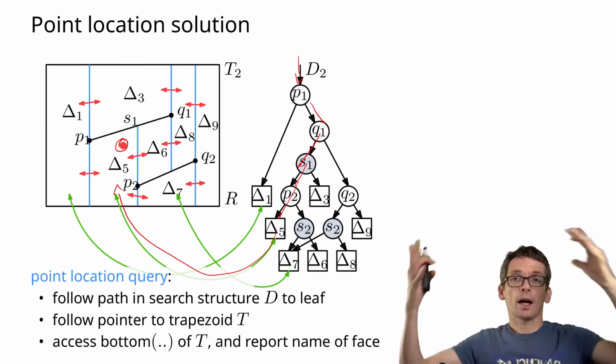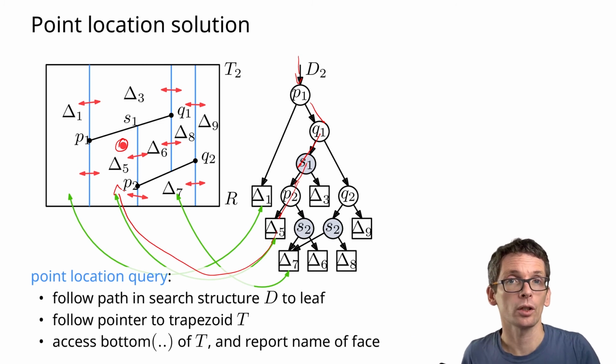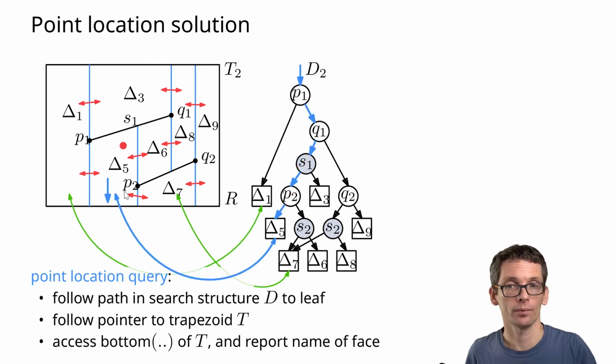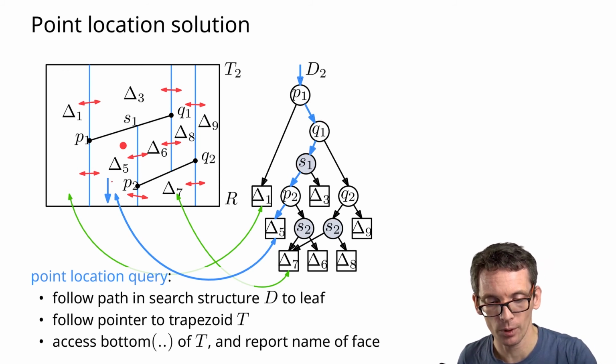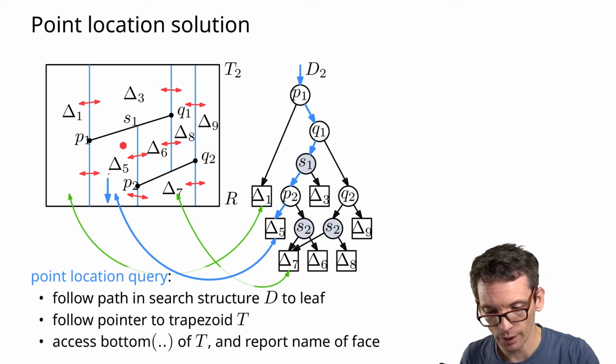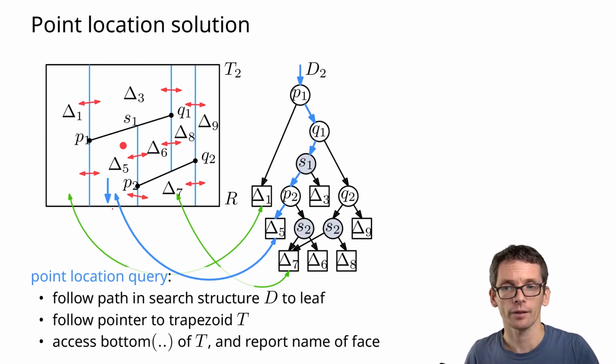If this is now part of a planar subdivision, that trapezoid can tell me which face it belongs to. So this looks like that. I have the search path, I find the trapezoid. I then can find the corresponding face of the planar subdivision if I want to, by going to the edge below and finding that face.